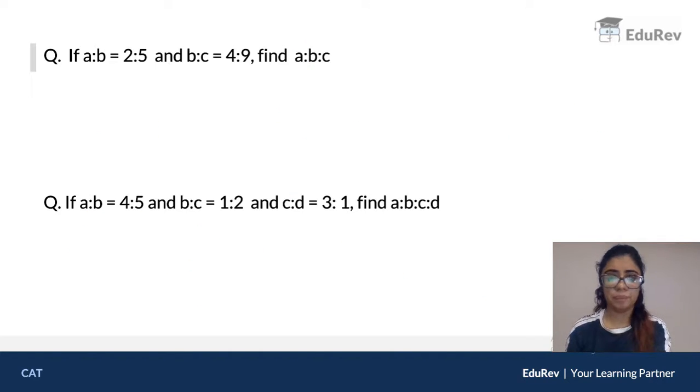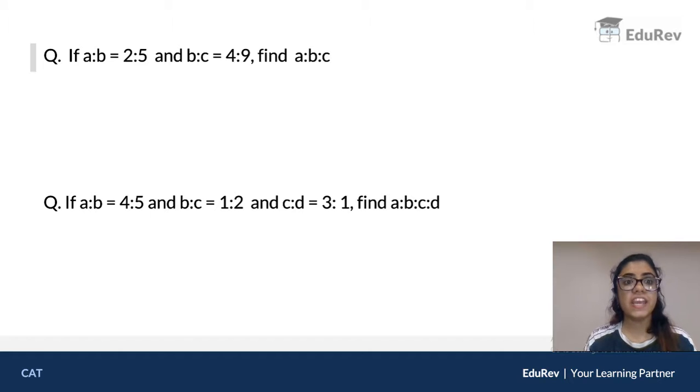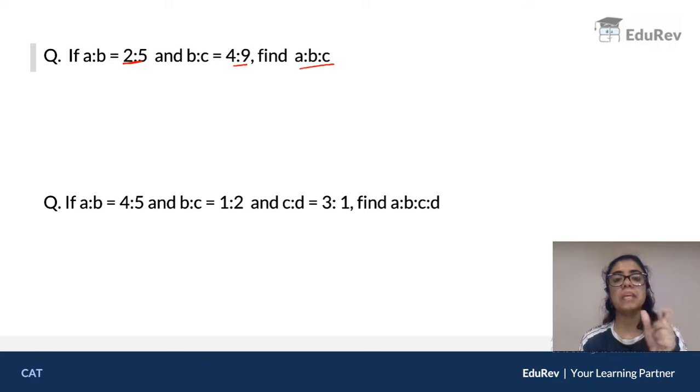What does it say? What is given? If A is to B is 2 is to 5, B is to C is 4 is to 9, find A is to B is to C. So basically we are supposed to combine AB and BC together. So what are we going to do?